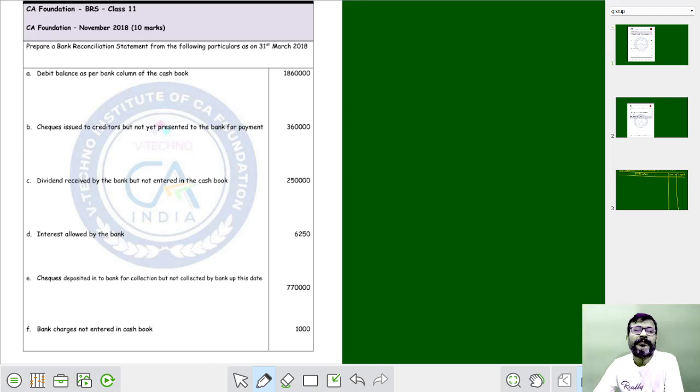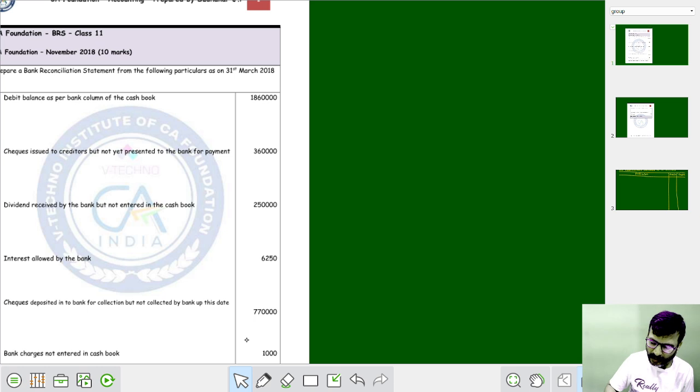Hello, hi to everyone. In the earlier session, my dear kids, almost 10 problems in BRS were completed. Now let us move on to the 11th problem of your BRS. Class 11, problem number 11. Prepare a bank reconciliation statement from the following as on 31st March 2018.